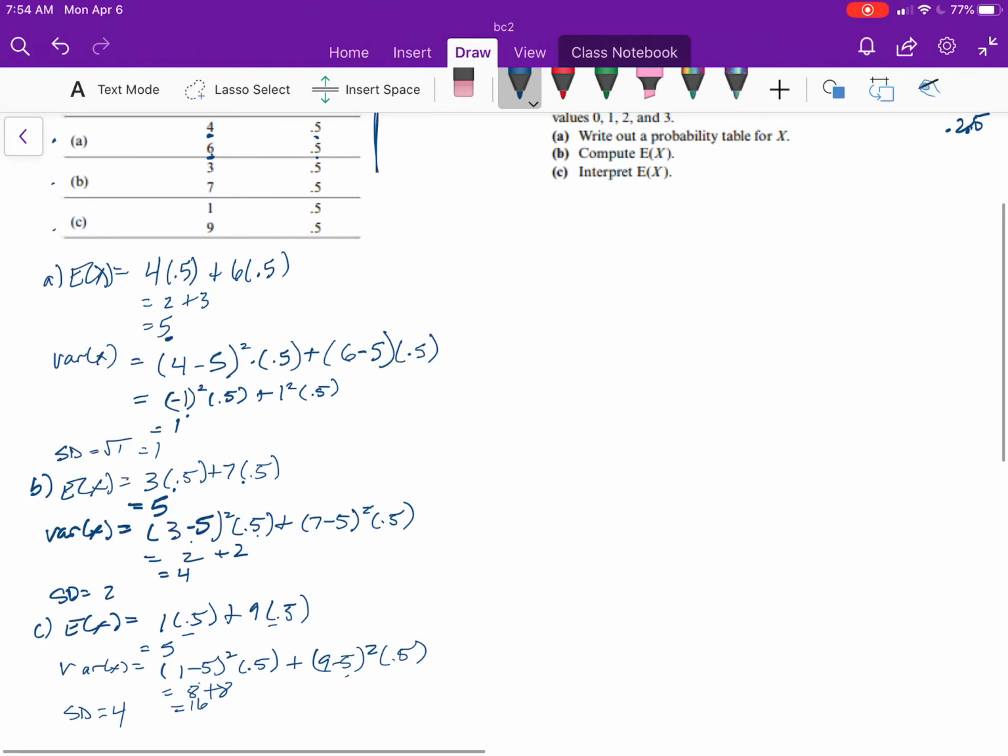Alright, looking back at this data now, what does all that mean? Notice they each only have 2 numbers, right? 4 and 6, or 3 and 7, or 1 and 9. But notice the spread of the data. The 4 and 6 are pretty tight, right? I mean, they're only 2 away total, where part B, 3 and 7, are now 4 away, and C is 8 total away. They all have the same probabilities of a half, but the data is more and more spread out. Okay, that is what the variance and standard deviation is referring to.